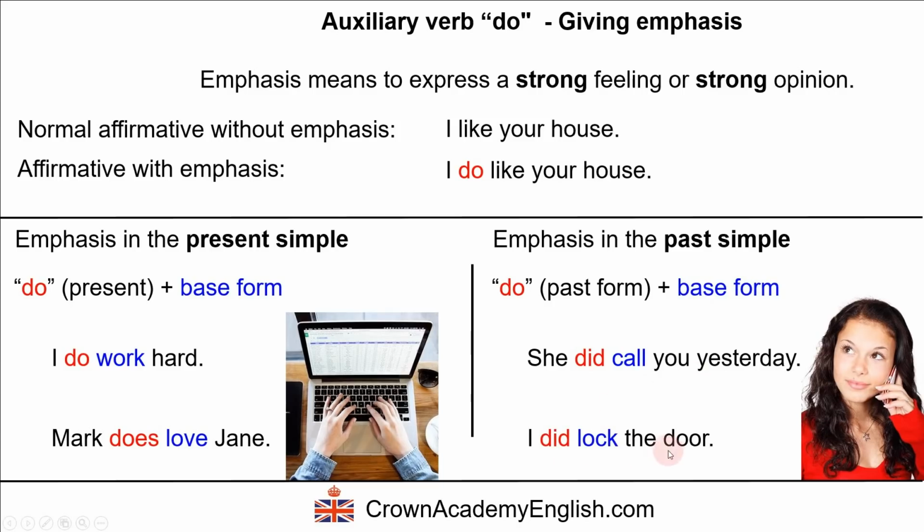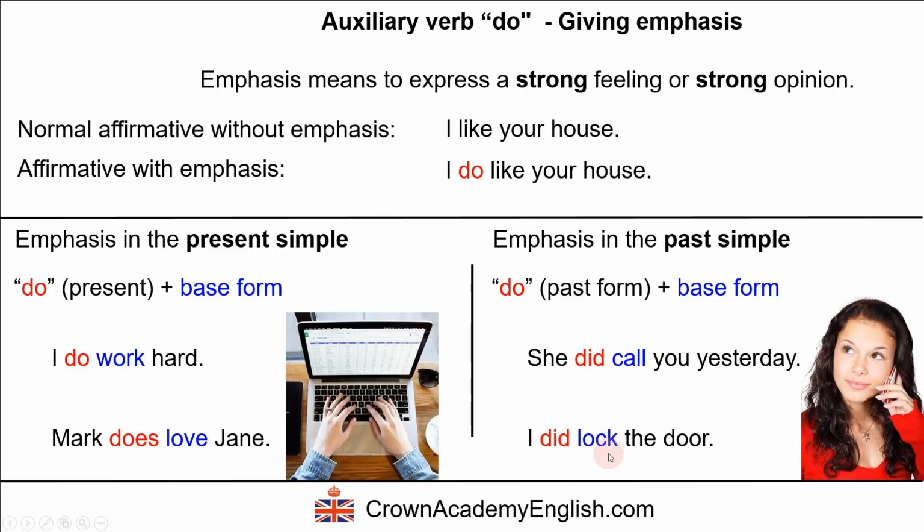I did lock the door. Imagine someone says to you, why didn't you lock the door? And you say, that's not true. I did lock the door. So that is when we decide to add the auxiliary verb do, to give emphasis. Of course, we can say, I locked the door, and that would be grammatically correct.